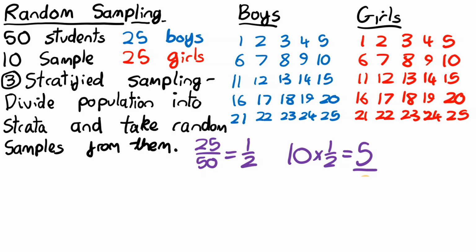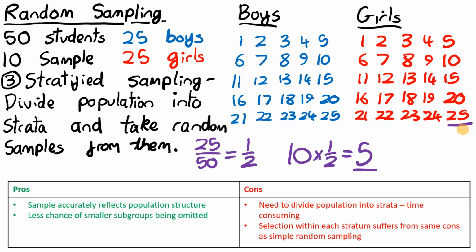And the way that we would pick these 5 boys is using this group here of 25 boys. We would just use simple random sampling to get 5 random boys. And then we would do the same for girls here, because we also have 25 girls. So we would get 5 random girls, okay? And that would give us our sample of 10.